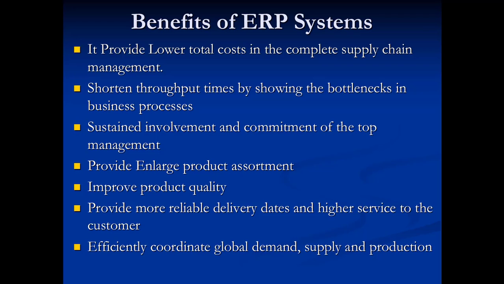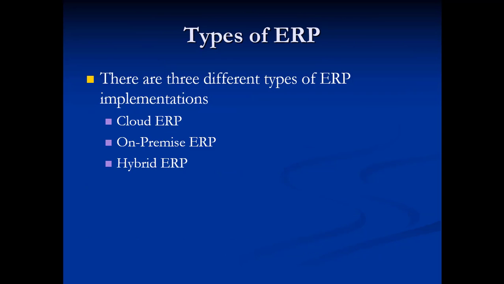Efficient and coordinated global demand, supply and production can be achieved if you have a cloud-based ERP system, where you can access the various information available around the globe, and your production processes can be improved based on that. So this entire set of benefits we can get from having the ERP system established and implemented in a proper manner in your business organization. There are different types of ERP implementation available all around the world. The first is called cloud ERP systems, and the other is called on-premises ERP.